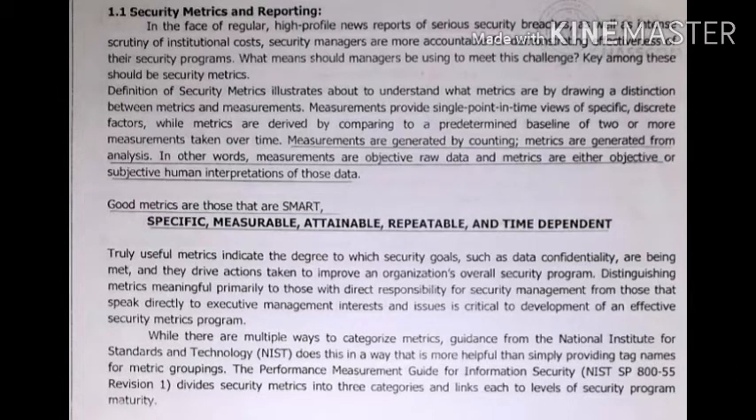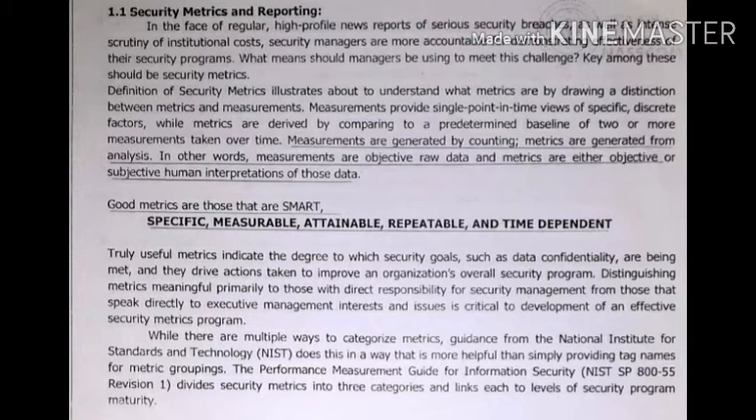The truly useful metrics indicate the degree to which security goals such as data confidentiality are being met, and they drive actions taken to improve an organization's overall security program. Distinguishing the metrics, they should be meaningful primarily to those with direct responsibilities for security management. For those that speak directly to executive management, ethics and issues are critical to develop an effective security metrics program.